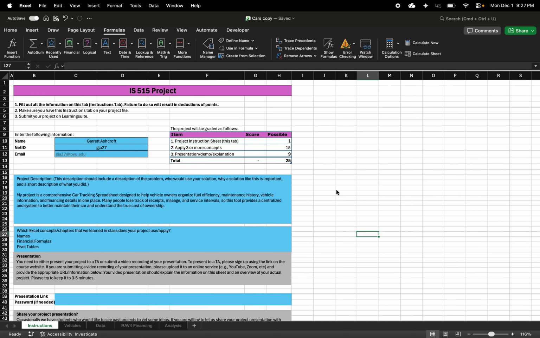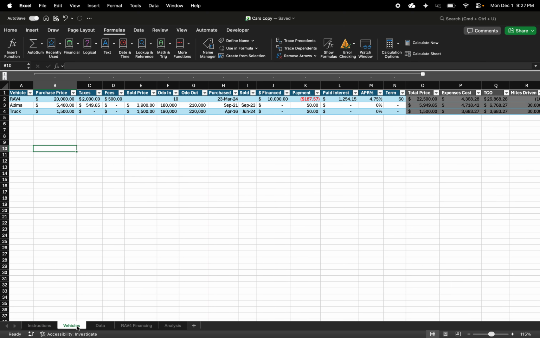All right, so this is my project, and I'm briefly just going to walk through what it is first, and then I'll explain how I met these concepts. So, it is a vehicle spreadsheet to keep track of vehicle information. So it can keep track of like fuel efficiency, financing, cost to own, or just any vehicle information that's needed.